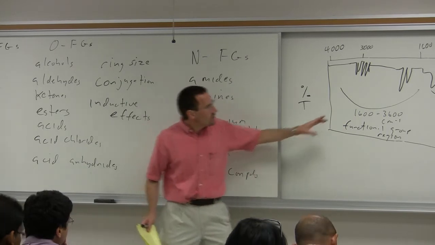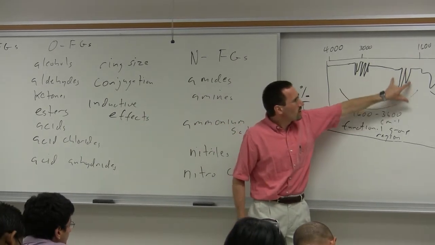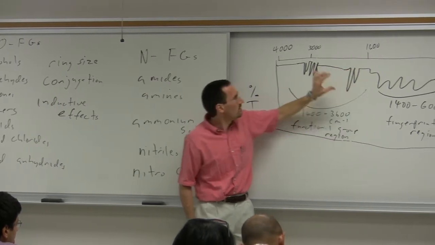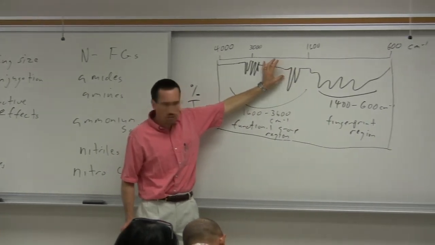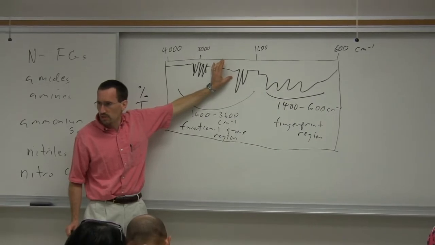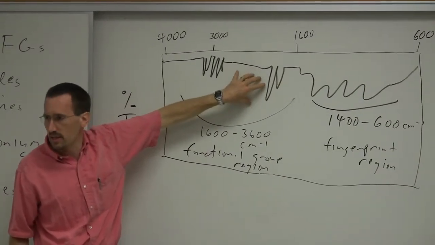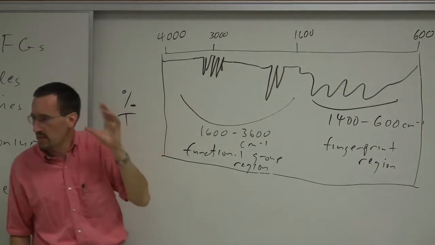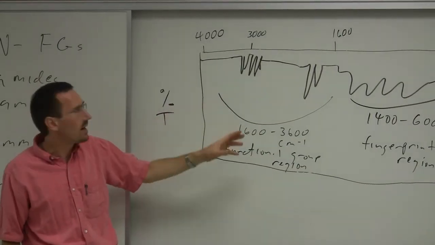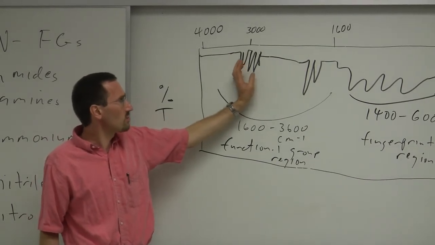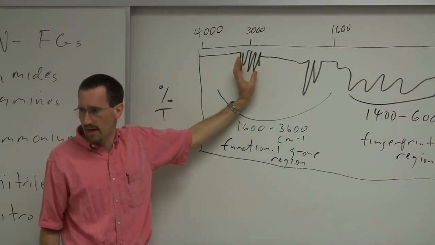Anyway, so generally, my eye will sort of be drawn to this region above 1600. I'll look for carbonyls. I'll generally look at this region just above 2000, because normally you don't expect anything there. If I see anything there, it's going to send up a red flag that there may be something interesting. We already talked about alkynes.